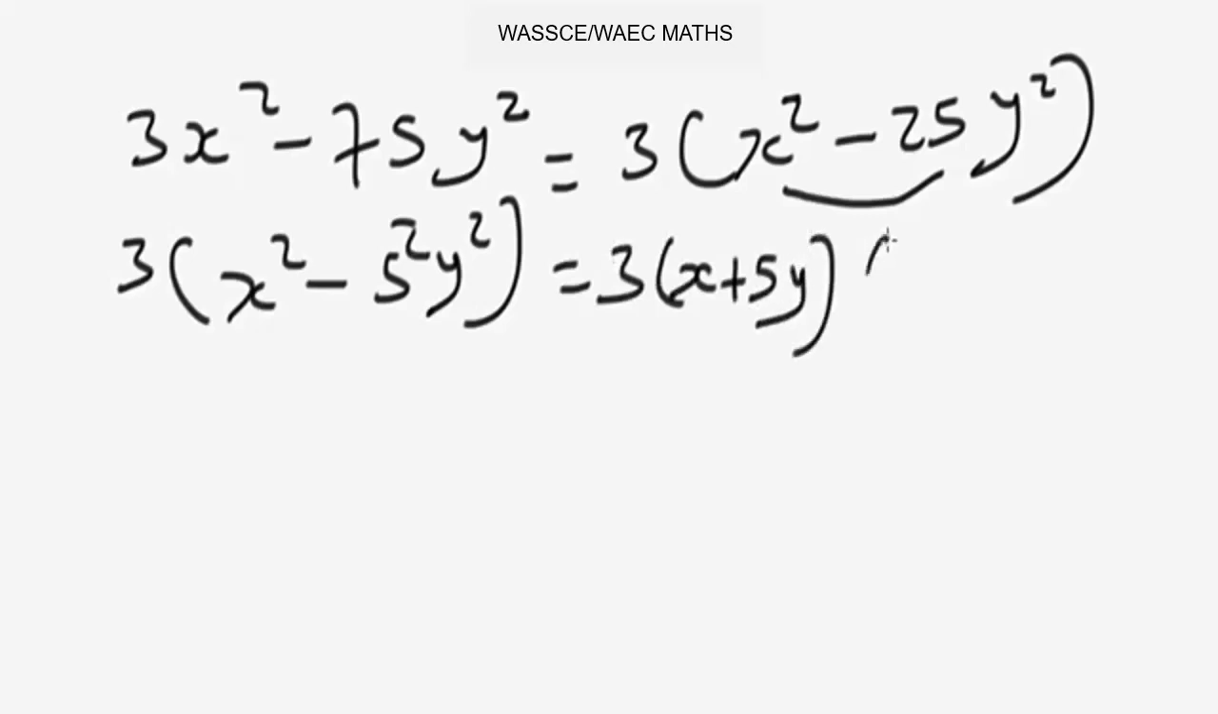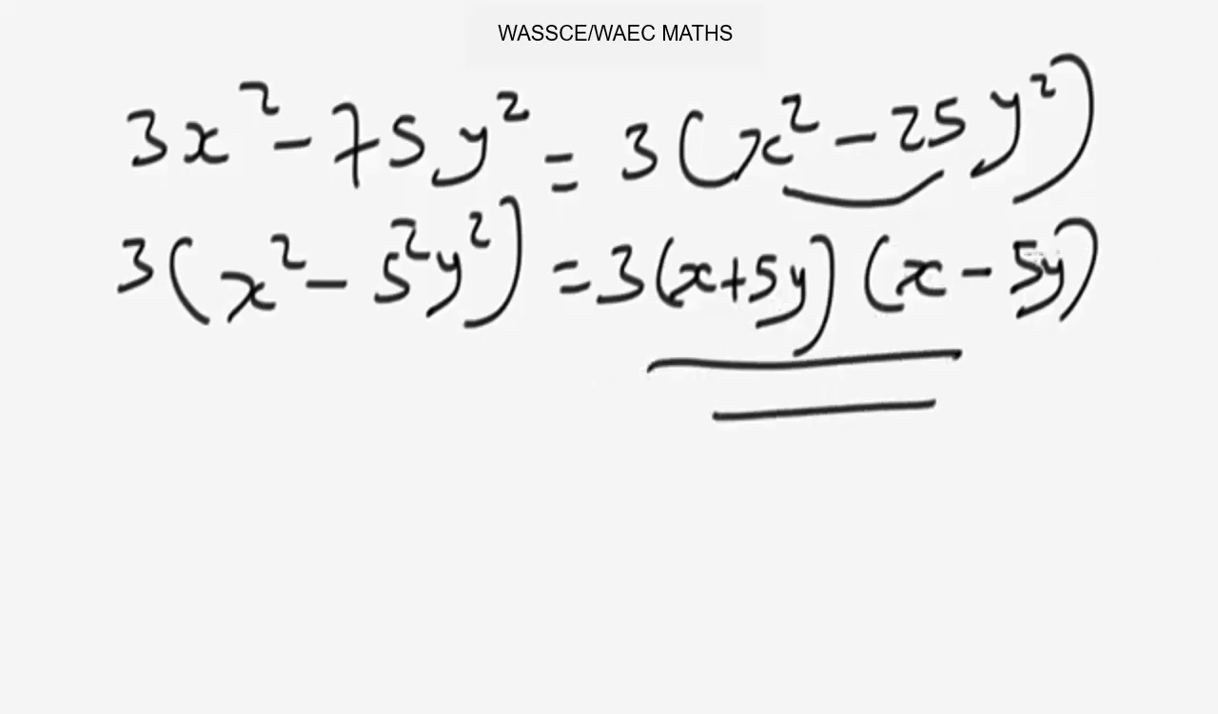Then we have in brackets x minus 5y. So this will be the answer to this question when you apply the difference of two squares technique to it. Okay, so it's as simple as that, guys. Now when you multiply everything, you get back to this question itself. Okay, now let's look at another example.